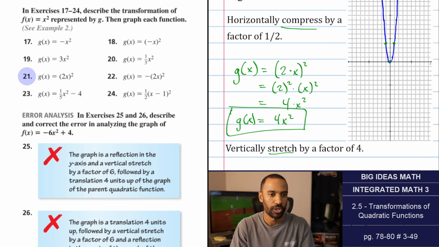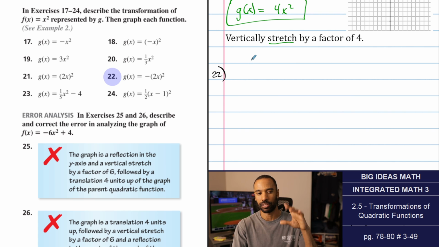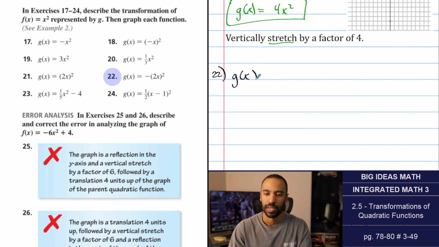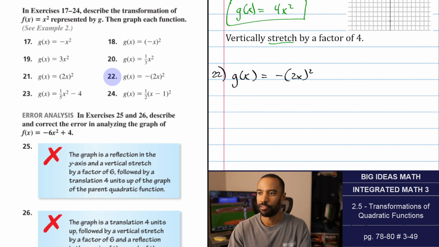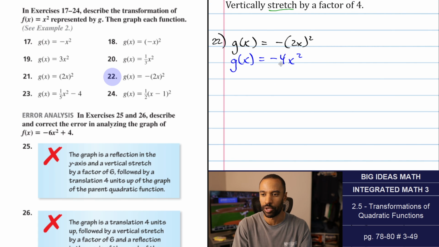Now, number 22, listen, 22 is just like 21 with one giant exception. There's a negative on the outside. Means we also do a reflection of this. I wish they did a 1/2 inside of there so we could talk about that, but they didn't. So this is the problem. g(x) = -(2x)^2. Now keep in mind, if you wanted to do a simplification of this by squaring that, the negative doesn't get squared, but this does. This would be -4x^2. So it's one of two things that you can write on this.